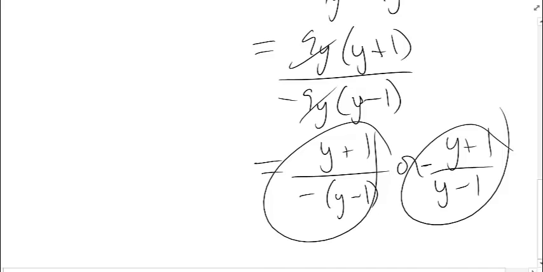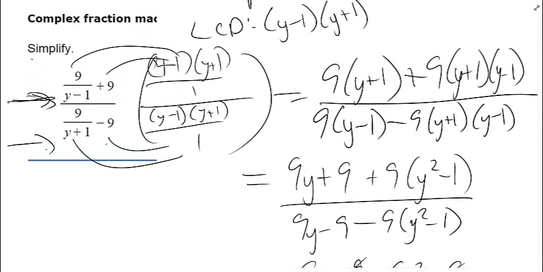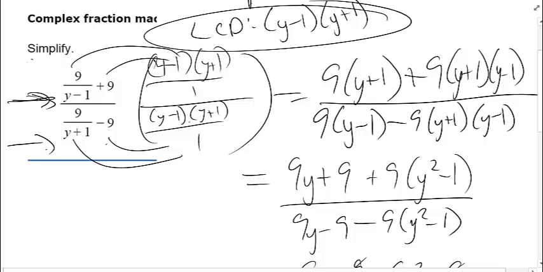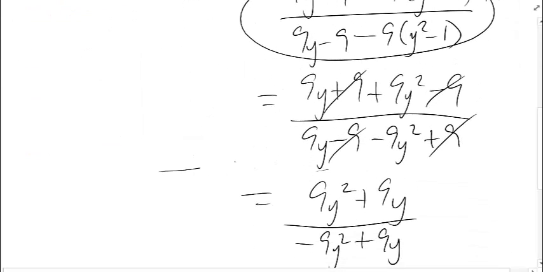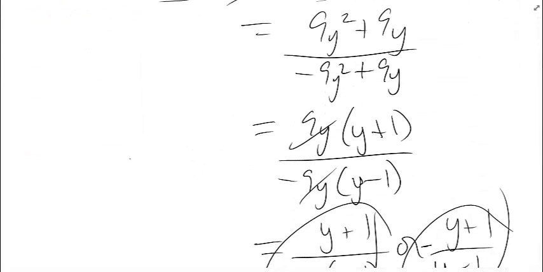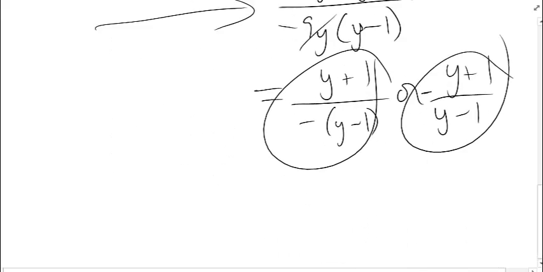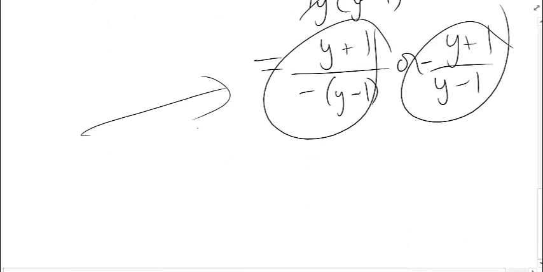But what's important is that you realize how all of these work. You find the LCD, you multiply the top and the bottom by it, you distribute all of this mess together, you figure out how it simplifies, you factor it out, and then you cancel as you can, and then what you have left is what it is.